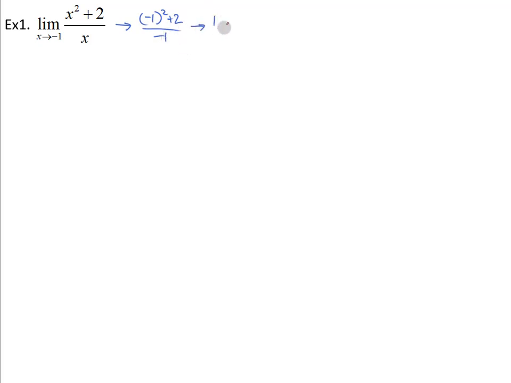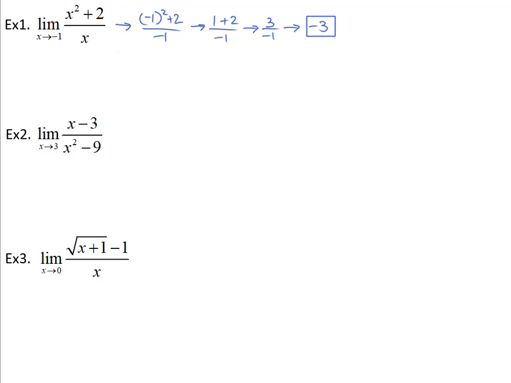Well, -1 squared is 1. 1 plus 2 is 3. And 3 divided by -1 is -3. And hey, that's it. That's our limit. We got a nice number back. We're done. The limit as x approaches -1 is -3. Okay, that's the easiest case. When you plug in, you get an answer back, the easiest possible case.